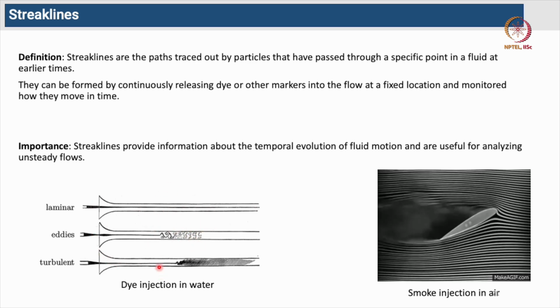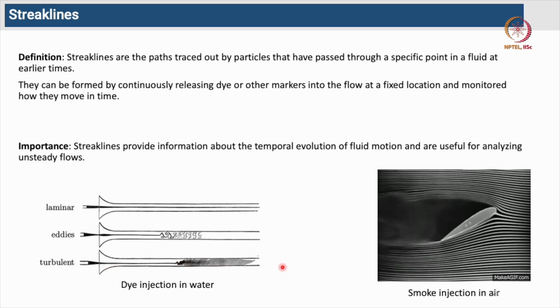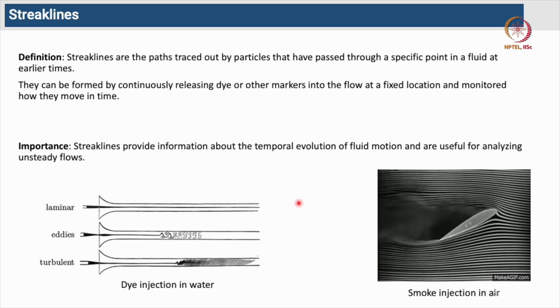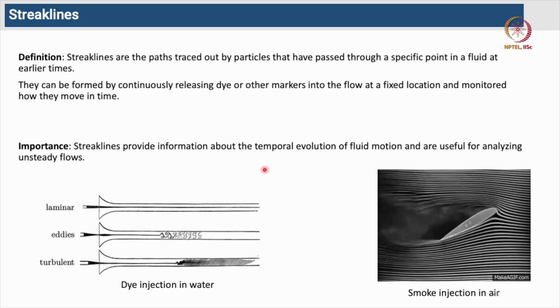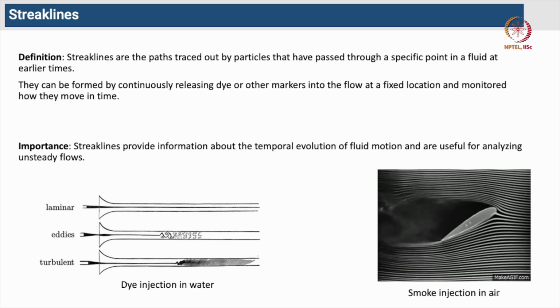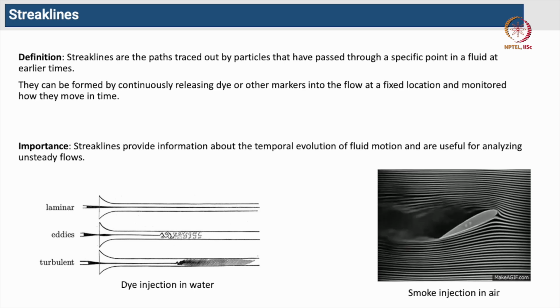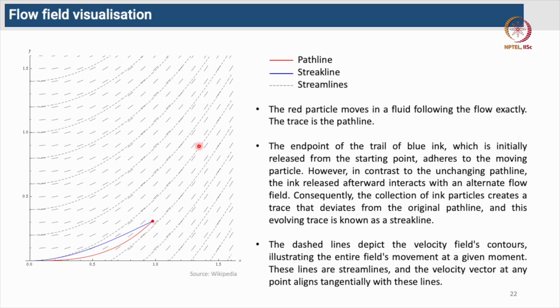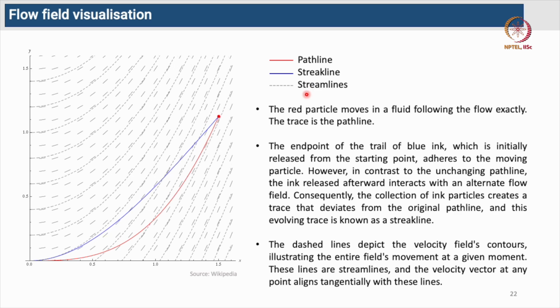These are the flows with eddies. This is a highly turbulent flow. They have injected some dye in water. And this also you can see at a specified location. We are able to see how the smoke injection, for example, happens. So each of them has got their own advantage. So if you look at the flow visualization situation, you will see path lines, streak lines, and streamlines.